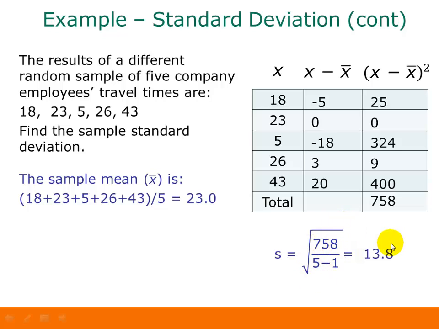This gives us 13.8. Again, this value is much larger than the sample standard deviation we got for the other data set. For the other data set, we came out with 3.8 for our standard deviation. Again, this is because our extreme values of 43 and 5 added a lot onto our standard deviation calculation. They added a lot onto our total right here. So that in the end made our sample standard deviation much larger than it was for the other data set.